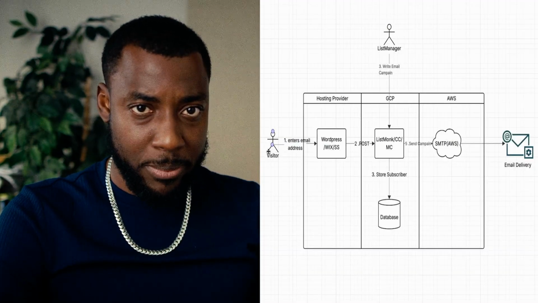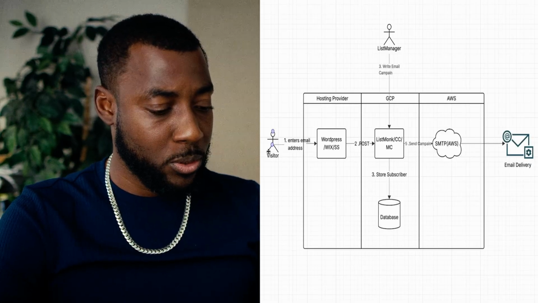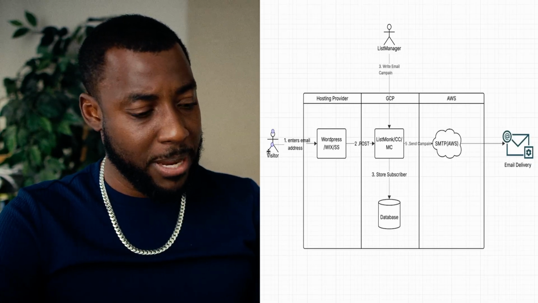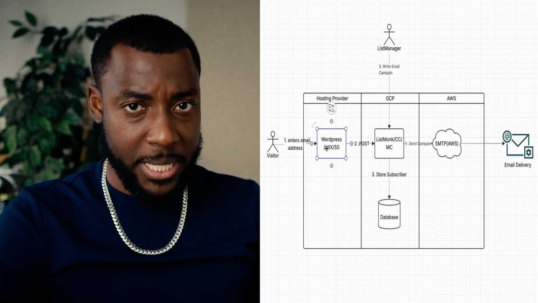All right, let's go over the architecture of the system. So first we have a visitor. This can be a visitor or it can be a customer. It can be anyone who is interested in subscribing to your site. Usually this person would go into your website, which could be hosted by WordPress or Wix or Squarespace.